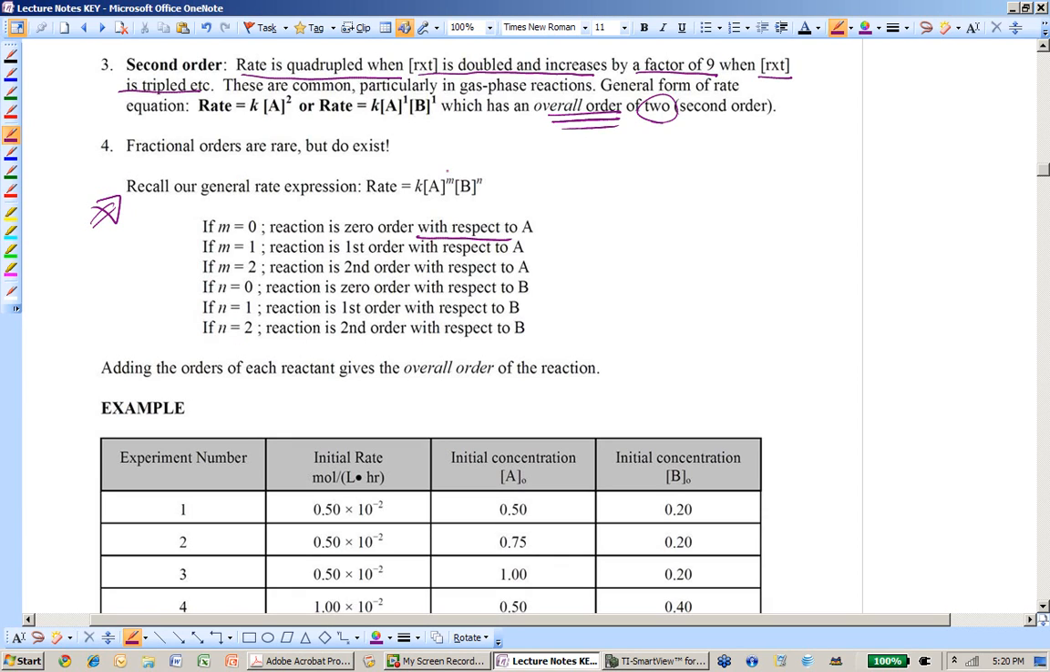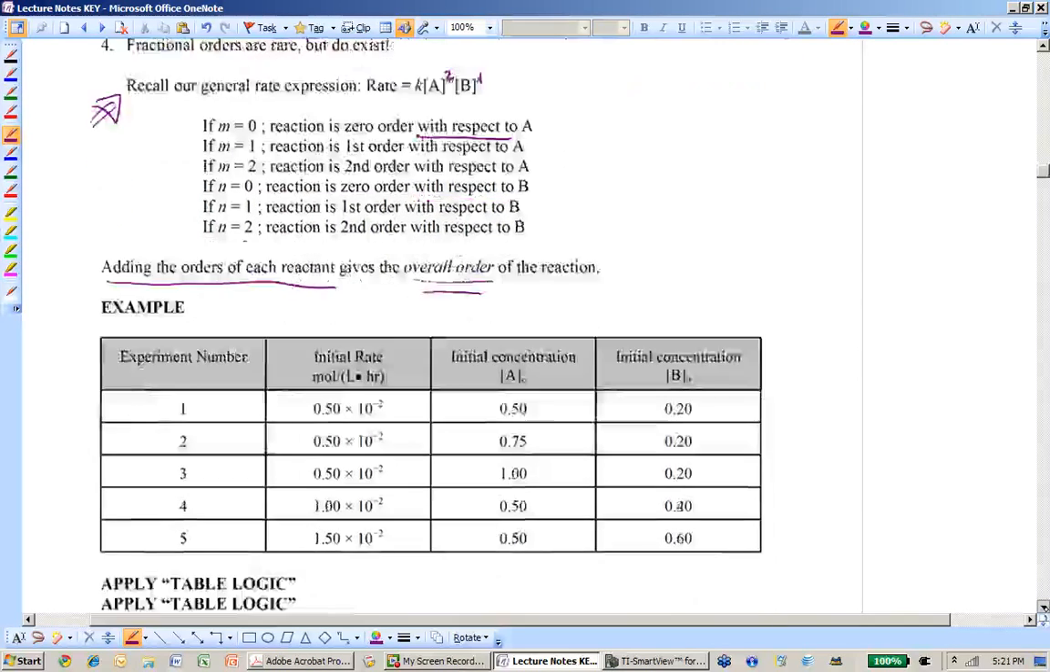So I can put any combo of these things that I want, and I talk about this. What I just wrote is second order with respect to A, first order with respect to B, third order overall, because 2 plus 1 is 3. I know that somebody told you chemistry was hard, but I think they may have misled you. So when we add the orders of each reactant, we get that overall order of the reaction.